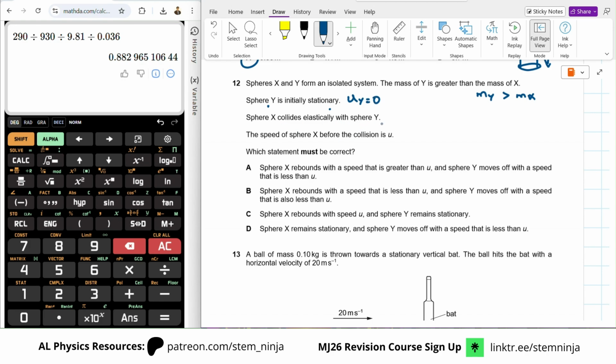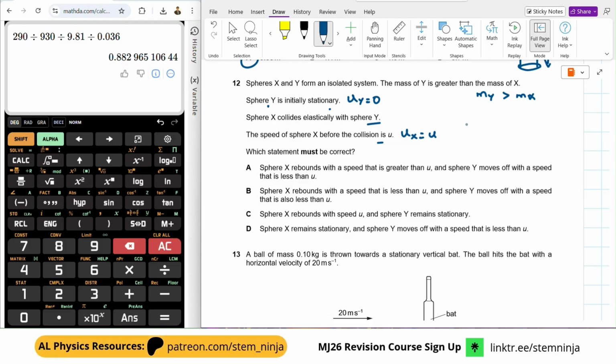Sphere X collides elastically with sphere Y. That means the total kinetic energy before and the total kinetic energy after is the same. Speed of sphere X before collision is U, so Ux is basically U. Which statement must be correct? Sphere X rebounds with a speed that is greater than U, and sphere Y moves off with a speed that is less than U. Sphere X rebounds with a speed less than U, and sphere Y moves off with a speed that is also less than U.